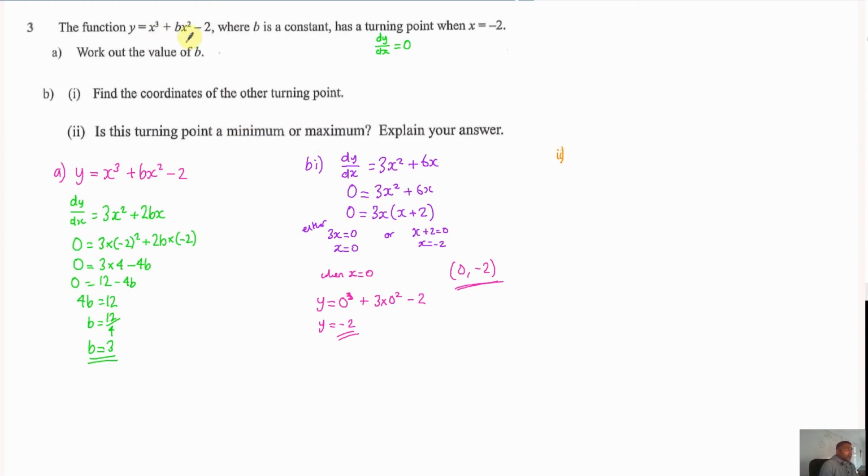Okay? We know now this is an x cubed graph. An x cubed graph looks like that. Okay? Because this has got plus bx squared, it's going to be a transformation of this graph. So it's going to look something like that. Okay, it's just a sketch, it's not an exact copy, but we know it's going to be something like that.